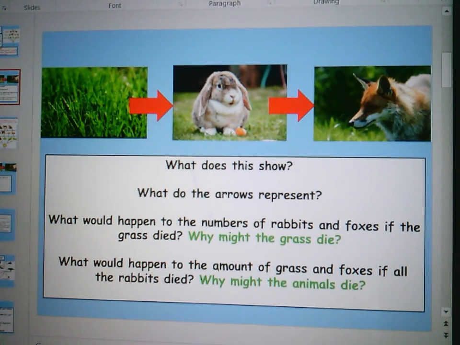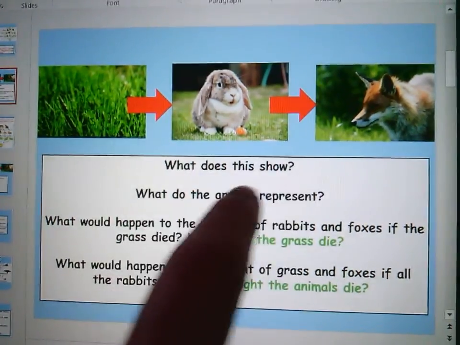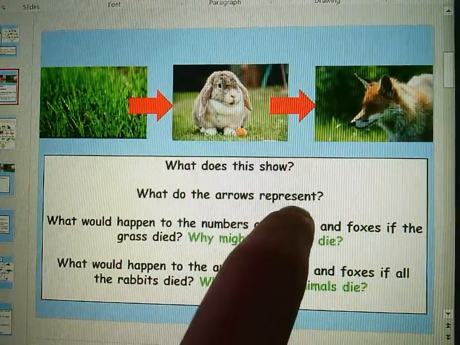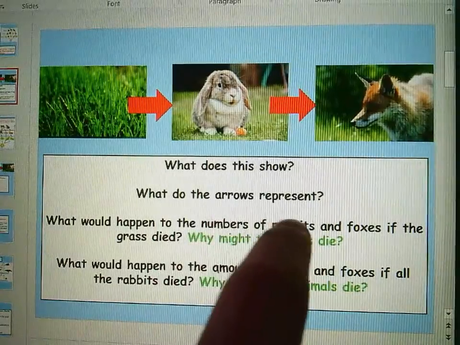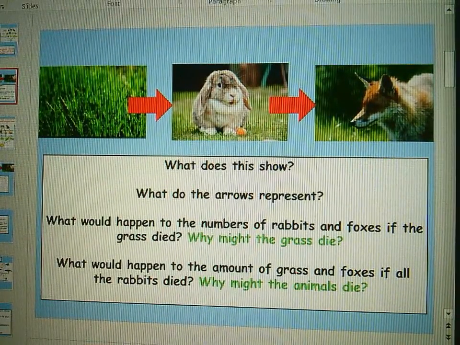Okay, now underneath in your books, the food webs or food chains that you drew last lesson, I would like you to write that sentence answering these questions. What does this show? It shows a food chain. What do the arrows represent? It represents the energy transfer. Please pause the video and do that now.